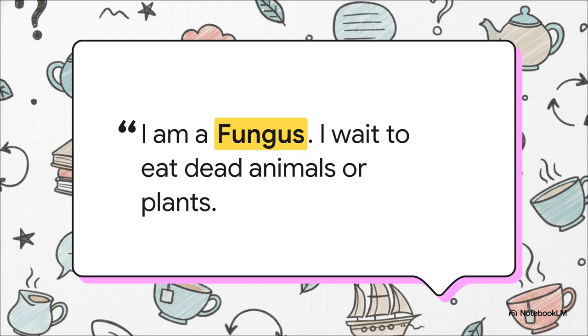And finally, we have the very patient fungus, our decomposer. Their card reads, I wait to eat dead animals or plants. This brings an inevitable and, maybe slightly creepy end to our food chain party, but it completes the whole ecosystem cycle perfectly. Every single student has a role, and every role is deeply connected.